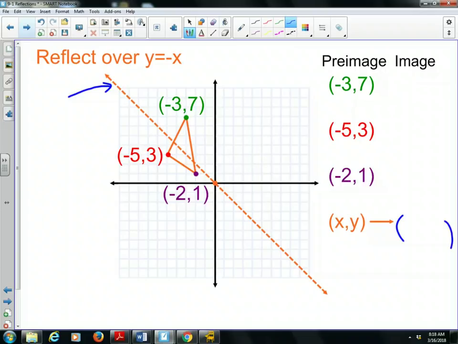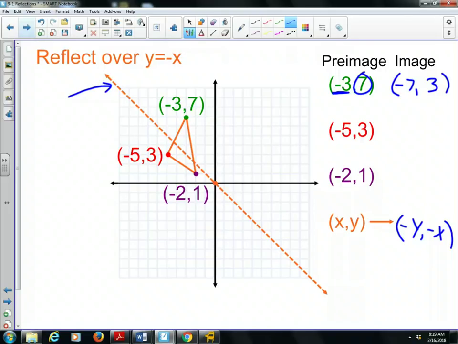For every point x, y, what happens when we reflect over the line y equals negative x is it turns to negative y, negative x. So not only do the x and y coordinates change spots, but you also change the sign on each x and y coordinate. So for our pre-image to our image, this 7 goes to the x-coordinate and it changes its sign. This x goes to the y-coordinate and it changes its sign. So negative 7, positive 3. Let's see what that looks like.